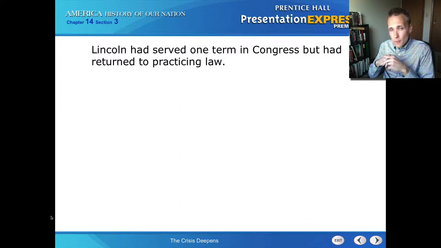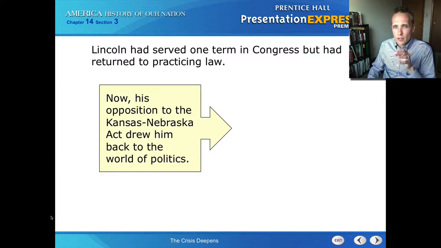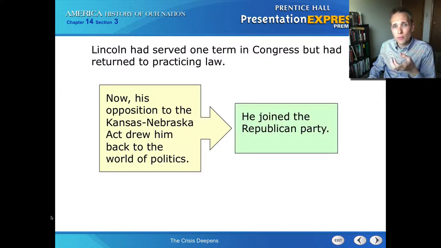We talked about that. So Abraham Lincoln is the man who will become president in 1860 and lead the nation through the Civil War and then be assassinated right at its very end. So with all this going on with slavery, the Kansas-Nebraska Act, he decides he's going to go back into politics because he highly opposes the Kansas-Nebraska Act. And you should be able to guess what political party he joins. That's the Republican Party.